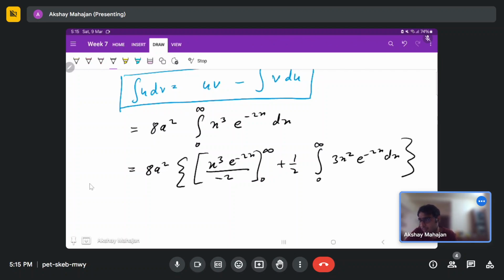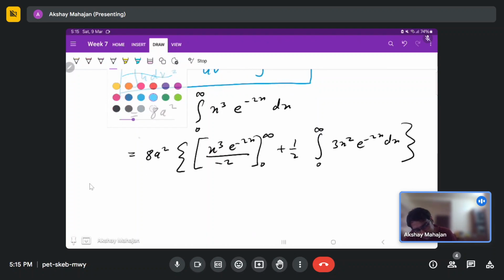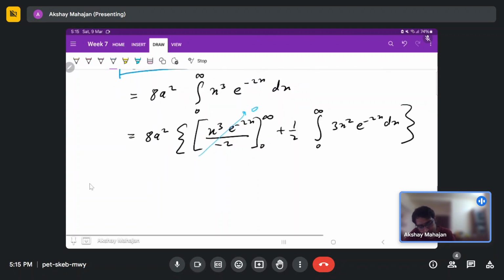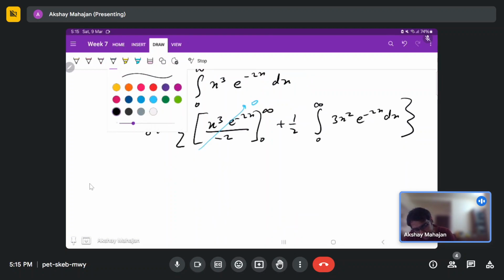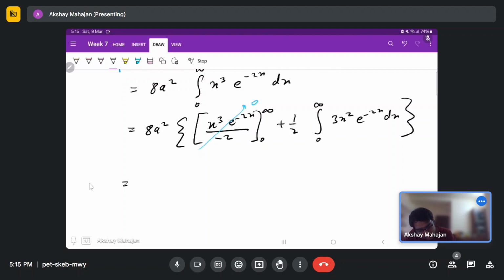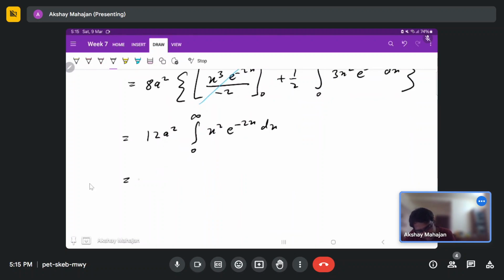Again this will be 0, since e to the power minus infinity is 0, and putting x equals 0 it will be 0. So this term will be 0. This will give you 12a square times the integration from 0 to infinity of x square e to the power minus 2x dx. Again we have to do the integration by parts. So this is a long integration, but it's an easy, simple integration, just a long one.